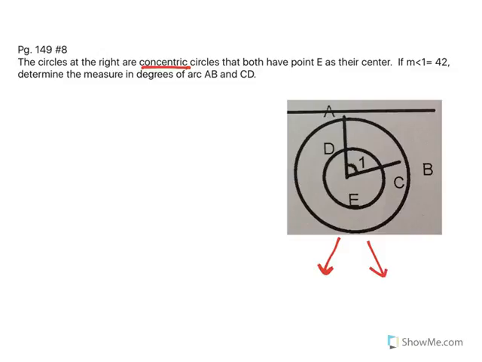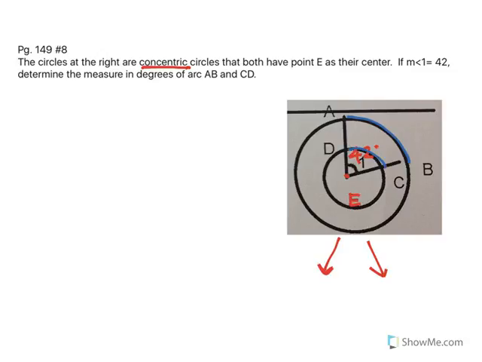Let's read the question. The circles at the right are concentric circles that both have point E as their center. Point E is the center of both of these circles. That's important information. If the measure of angle 1 is 42 degrees, you always put your information in the circle as soon as you get it. Determine the measure in degrees of arc AB and CD.